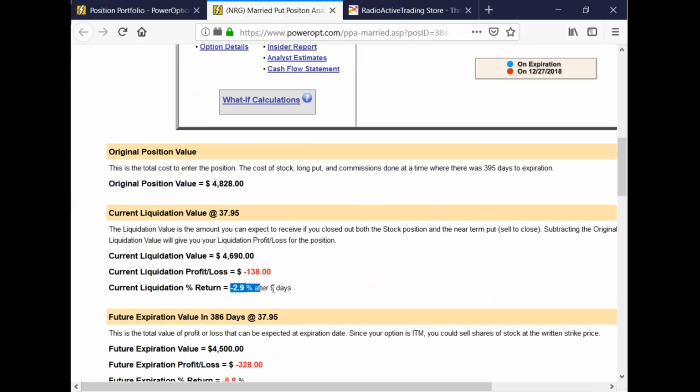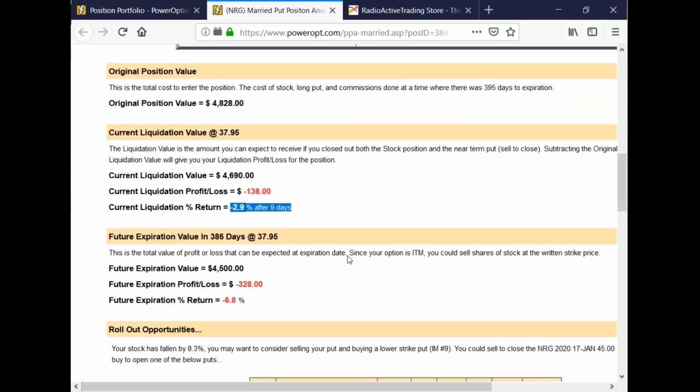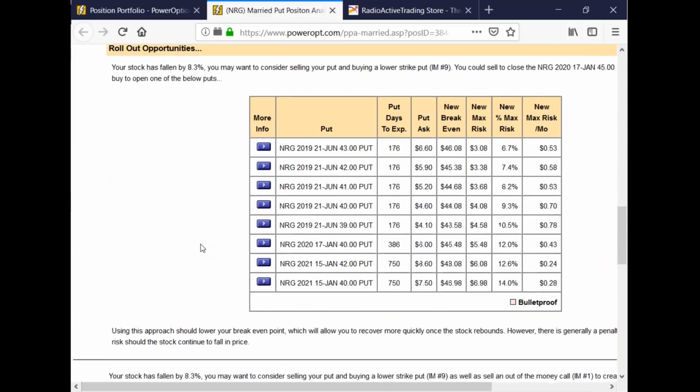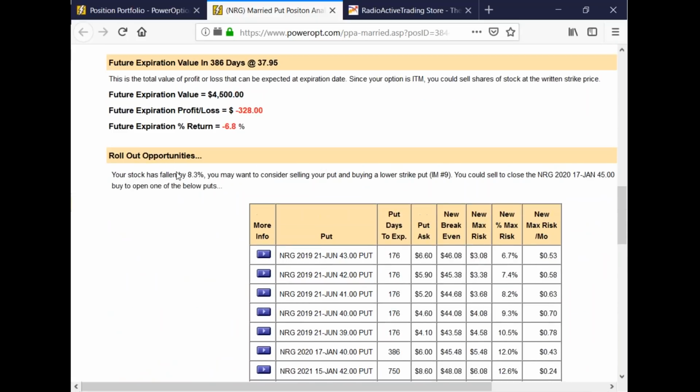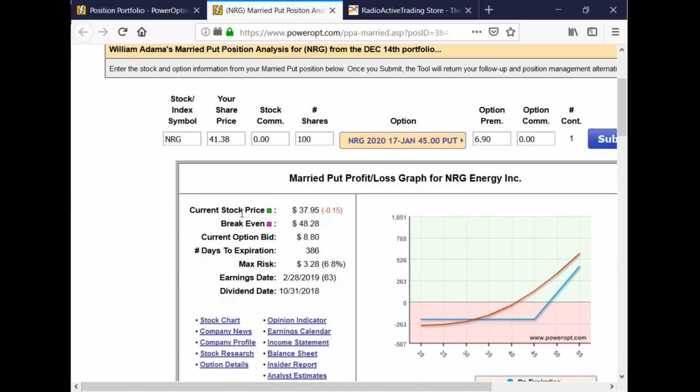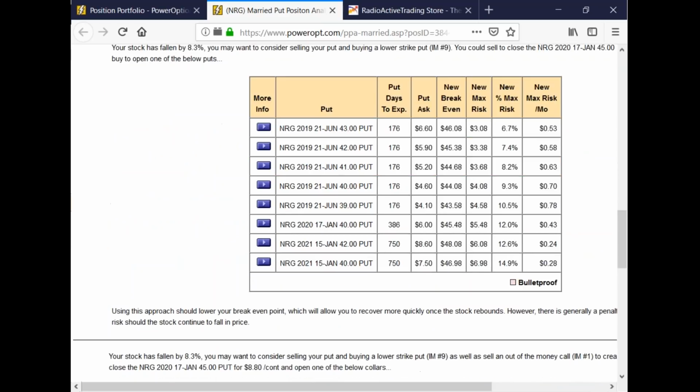Now, of course, we know we're at a loss of 2.9% with a stock that's down 8.3%. And we see here's some rollout opportunities. It gives me a little description. I could lower my break even, currently at 48.28. That's my initial cost basis.